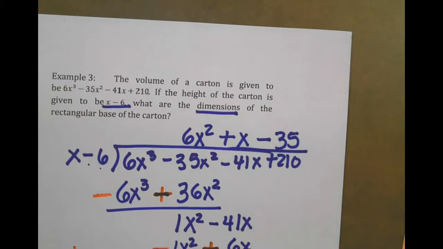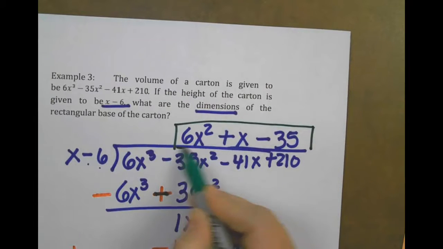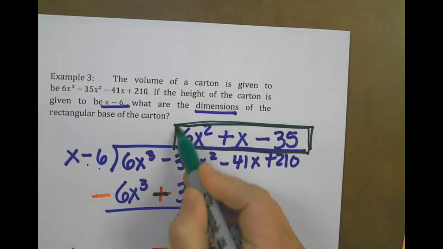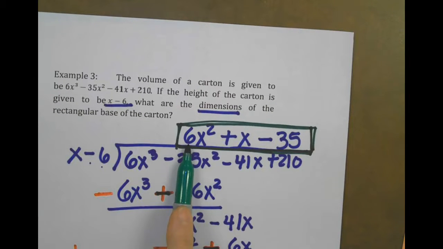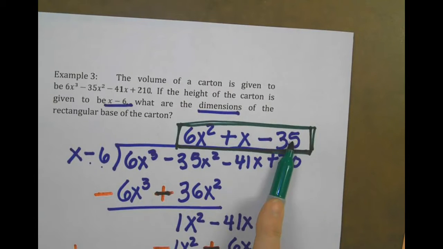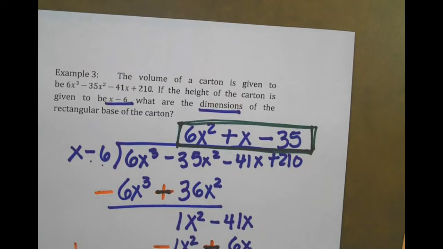What you would do to find the length and the width, now that this is a quadratic, you would factor the quadratic. This has a coefficient bigger than 1, so you would multiply the first term times the last term, find the factors of 210, and do factor by grouping. We're not going to do that part today. We're just going to focus on the dividing because that's difficult enough.